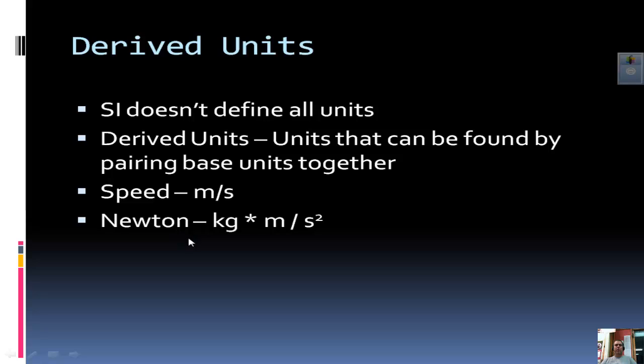A Newton. A Newton is just going to be a measure of a mass over an acceleration, or compared to an acceleration. So mass, we had it in kilograms. Acceleration, well, that's in a meter per second squared. So we can say that a Newton is a derived unit that is a kilogram multiplied by a meter divided by seconds squared. So like I said, SI did not define all units. They said we can go ahead and pair some of these base units up and you can derive some of these other units on your own. There's going to be numerous derived units, but like I said, they're not specifically defined by SI.